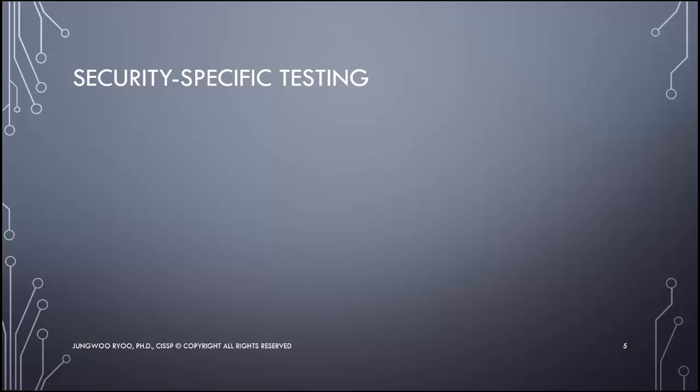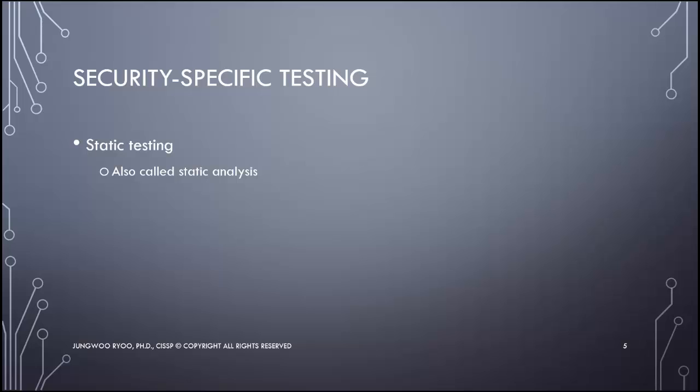In addition to the types of testing I mentioned earlier in the previous slide, there are software testing types that are a little more security specific or more geared towards security. One of them is called static testing, also called static analysis. In this case, the testers have access to the source code, and the goal is to really analyze the source code to identify any potential vulnerabilities found in the source code.